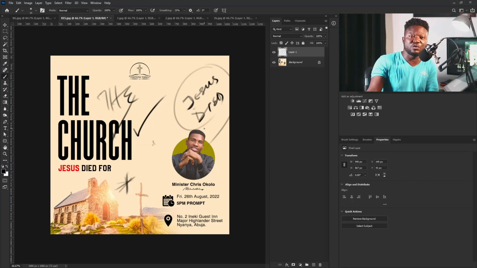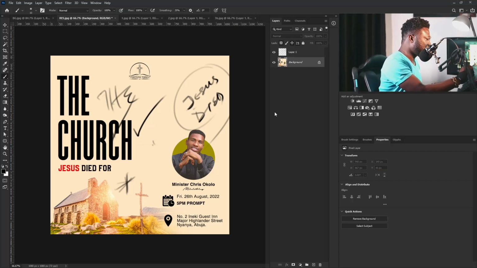Now, when I say repeating the same illustration, I'm referring to when the artwork is talking about the church and then you are now repeating a church illustration on the project, or maybe the artwork is talking about Jesus and then you're now repeating Jesus again on the project. So please, it doesn't help the design project most times that way.